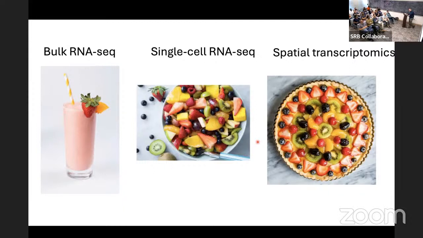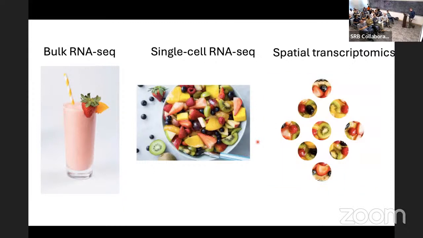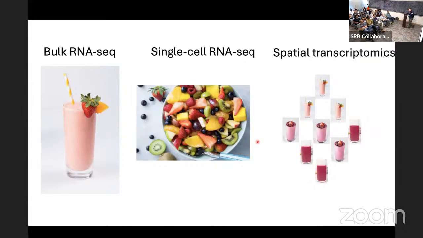Yeah, and your question is very important. If you think about Visium, you didn't measure the individual pieces of fruit, so you really get a bunch of mini fruits. That's how you should really think about it, which is a little bit better than getting just one fruit smoothie. So there's some information.